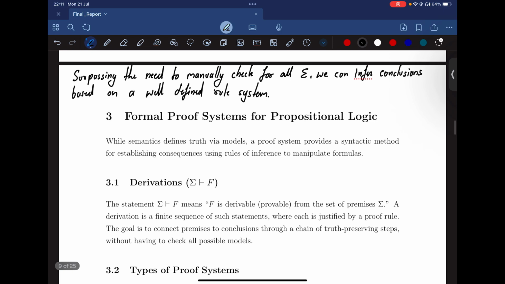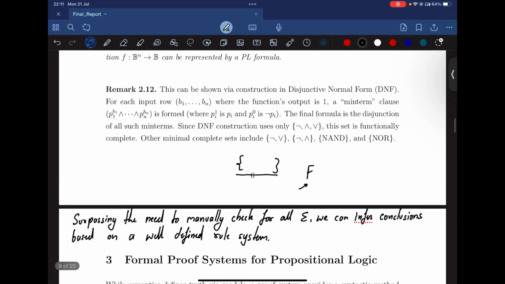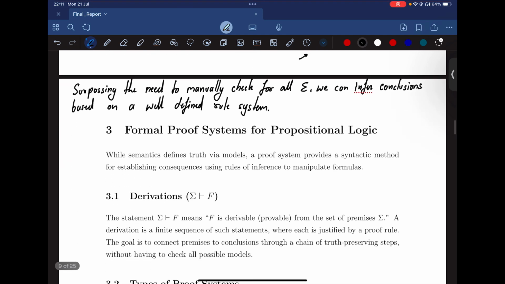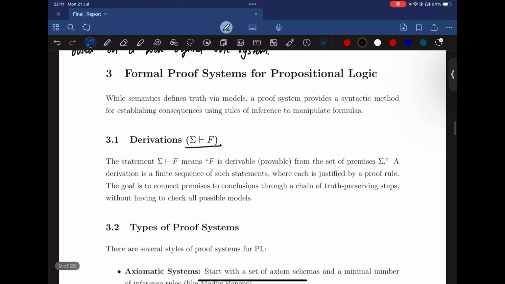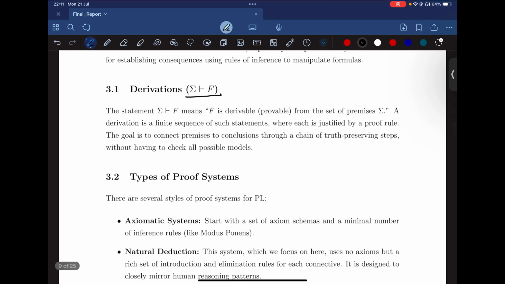So a formal proof system allows us to surpass this cumbersome method of manually checking every model, by essentially making sure that we can derive something from a set of assumptions. While semantics defines truth for a model, a proof system provides a syntactic method for establishing consequence using rules of inference. So here, this statement means that F is derivable from a set of premises Sigma. Sigma is the assumptions, and we say that if these assumptions are true, then F is also true.